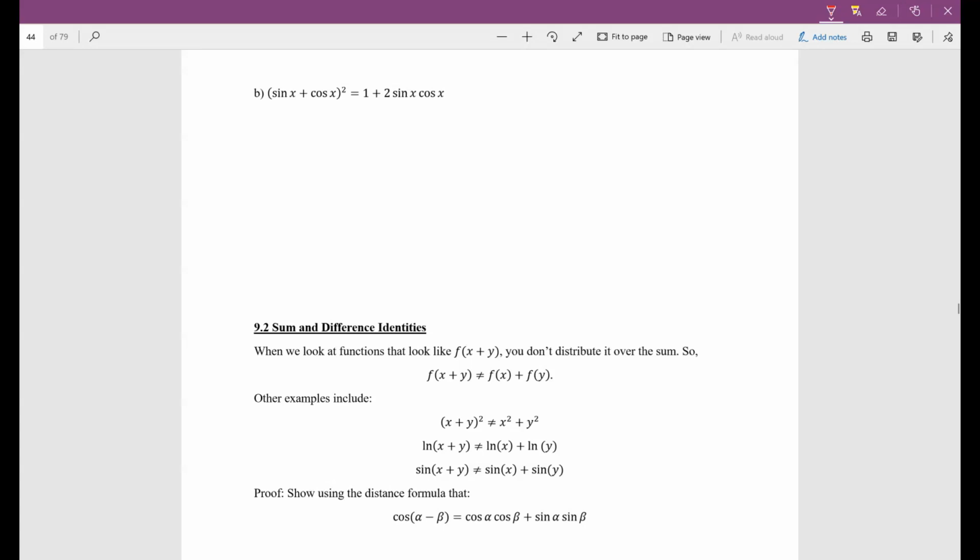There's one more problem that I forgot to do in the previous section. I'll go ahead and do it here. So if you want to prove that this is true, we can start here with the left-hand side.